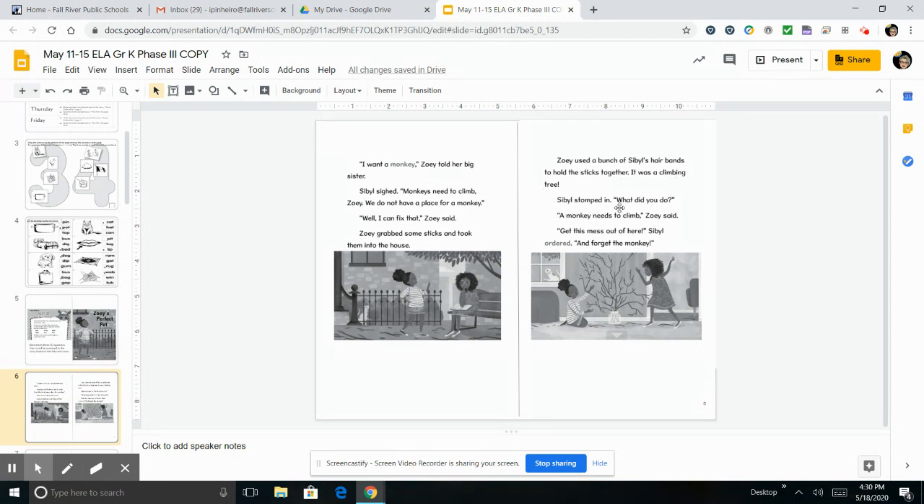Sybil stomped in. What did you do? A monkey needs to climb, Zoe said. Get this mess out of here, Sybil ordered, and forget that monkey.